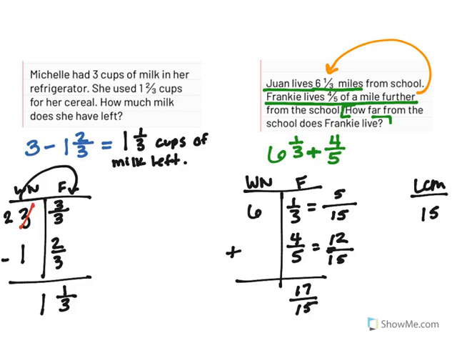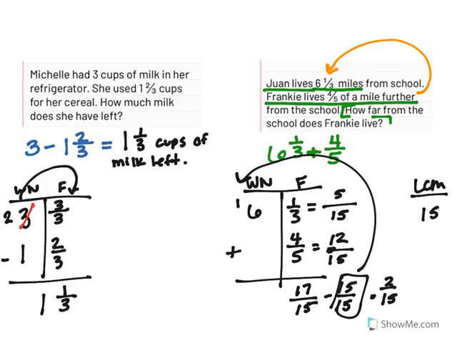When I add 5/15 plus 12/15, I've got 17/15. This is an improper fraction, and we cannot leave it improper. So we're going to subtract out 15/15, and we're going to regroup it to the whole number side. That will leave us with 2/15 left over. Then we add our whole number side. 1 plus 6 is 7. So we have 7 and 2/15 as our answer. So Frankie lives 7 and 2/15 miles from the school.